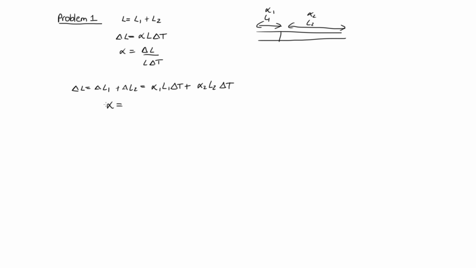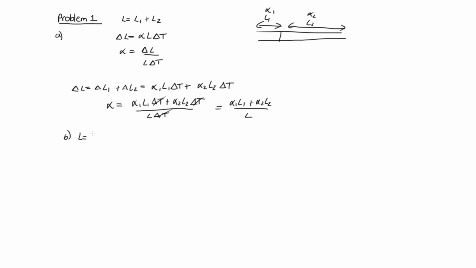So our composite alpha is given by alpha 1 L1 delta T plus alpha 2 L2 delta T over L delta T. So these delta T's cancel out, and so we've got alpha 1 L1 plus alpha 2 L2 over L. So that's our composite alpha. So that was part A. In part B, we're now given some numbers.